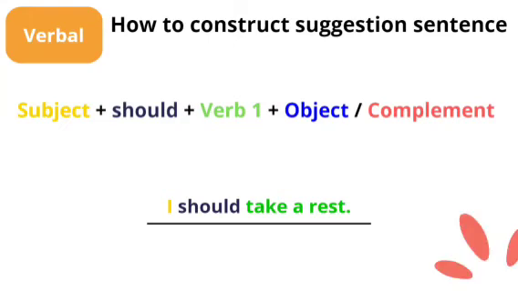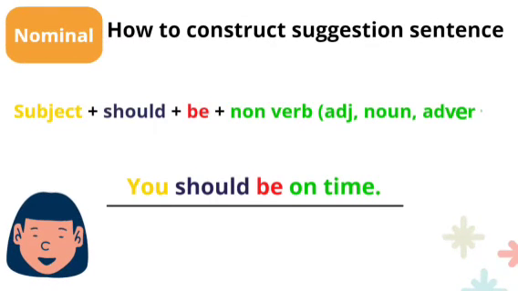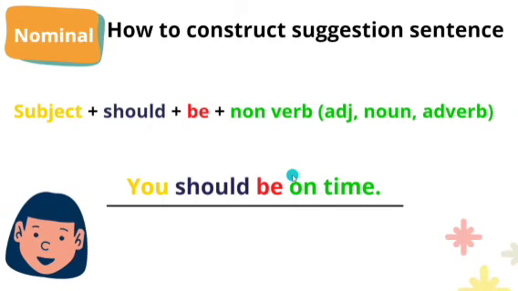And now look at the dialogue example. Lihat contoh dialognya. Ada perempuan lagi bawa buku banyak banget. Kemudian ada temannya datang. You should use the trolley. Kamu seharusnya menggunakan trolley. Yes, you are right. Iya, kamu benar. So, you should be careful. Ya, kamu seharusnya hati-hati, sebaiknya hati-hati. Dan perempuannya bilang, thank you.